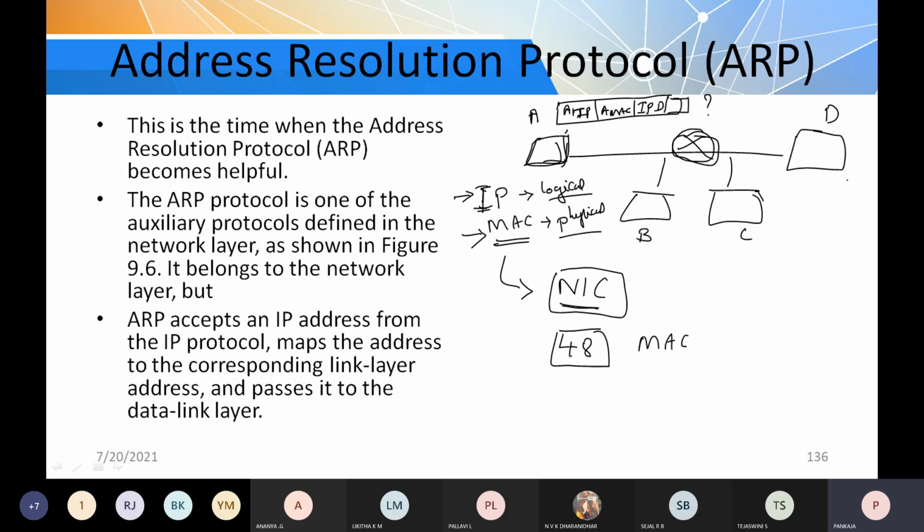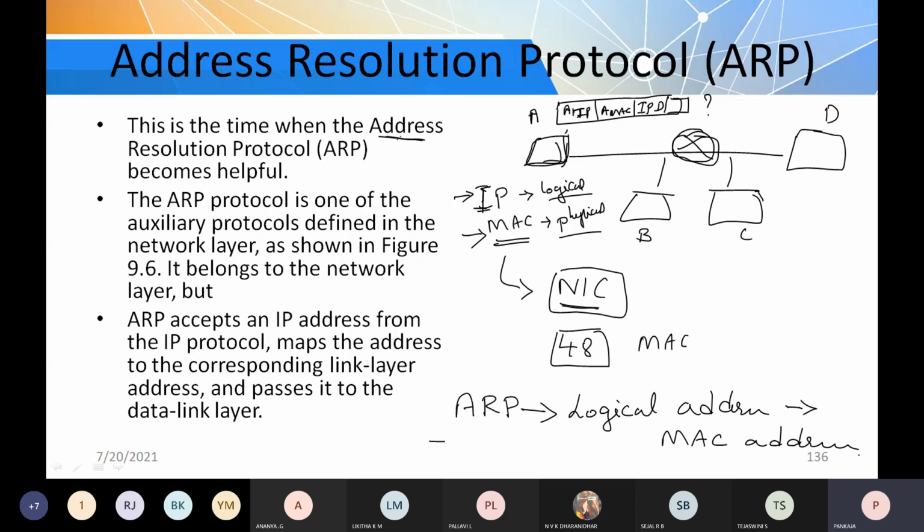That is the situation where the ARP protocol takes care of identifying the MAC address. The protocol we are going to use to identify the MAC address of a device is called the Address Resolution Protocol. The purpose of ARP is this: I have an IP address, you can see I know the IP address of this device D. Having the logical address, you need to convert this logical address into a MAC address.